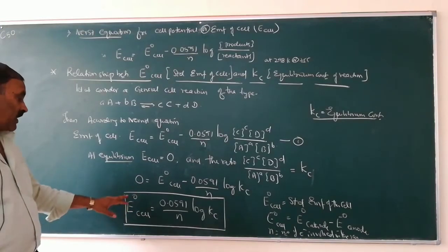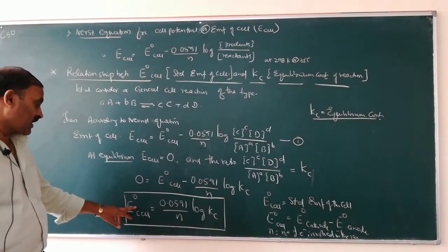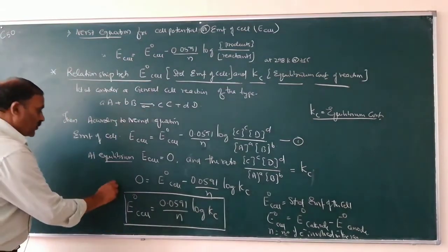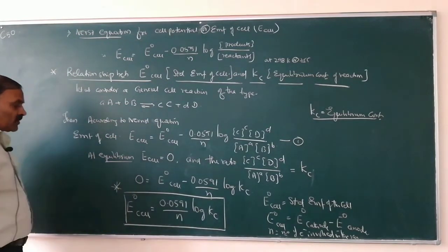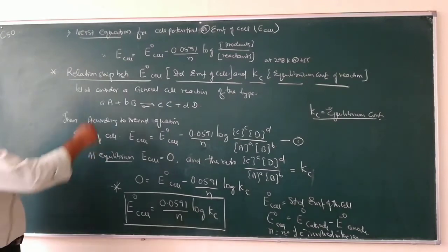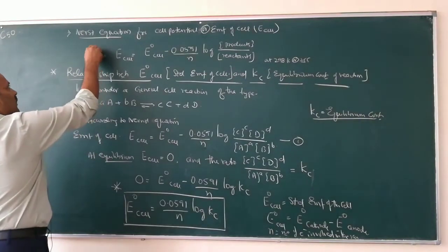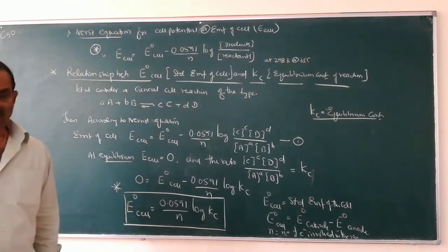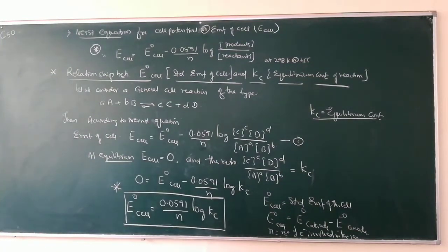This is the relationship between standard EMF of the cell and equilibrium constant. This equation is also very important to solve problems. Again, this equation is also very important, that is the Nernst equation to determine the cell potential or EMF of the cell.